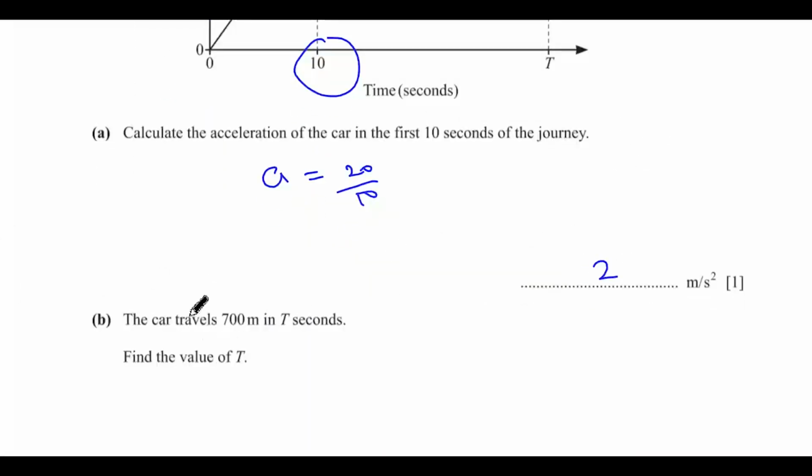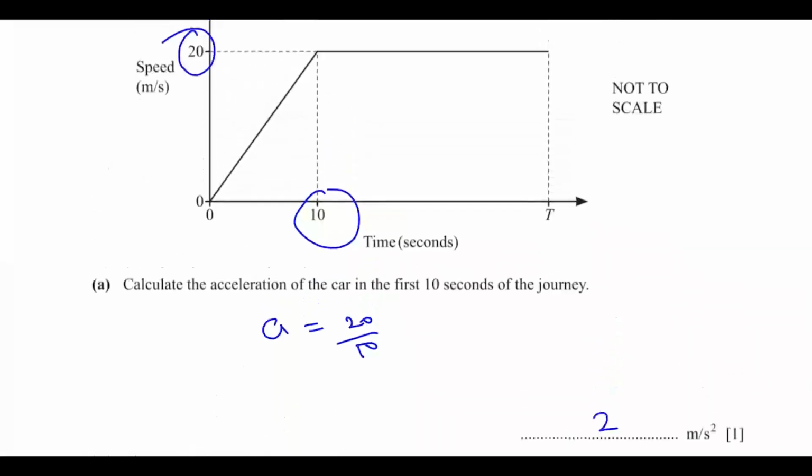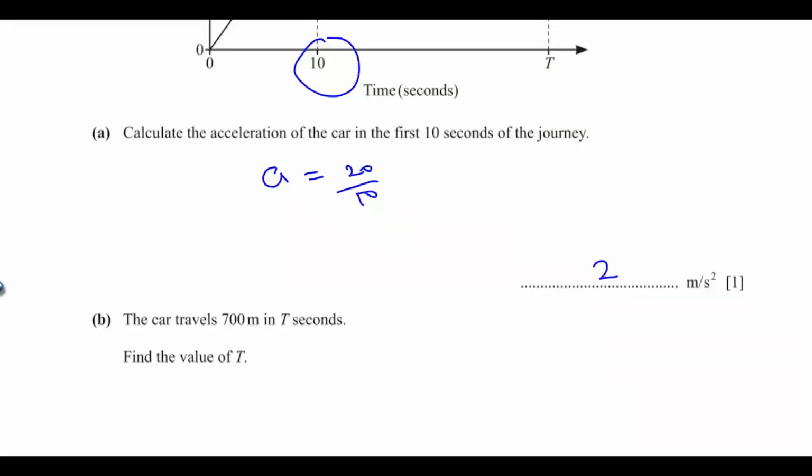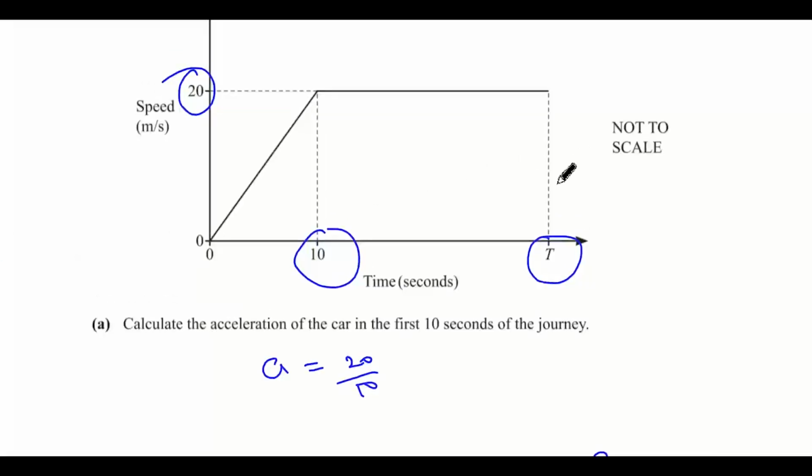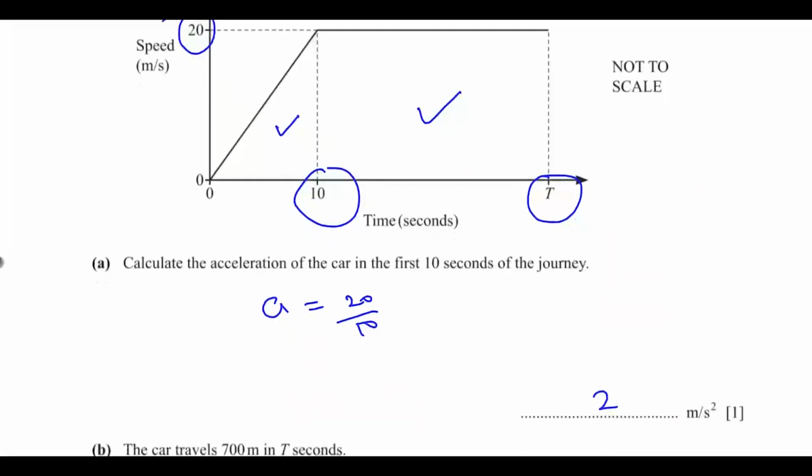The car travels 700 meters in t seconds, as you can see here. Find the value of t. To get the value of t, you have to get the total distance covered. The total distance covered will be the area under the graph, that will be the area of the triangle plus the area of the rectangle.